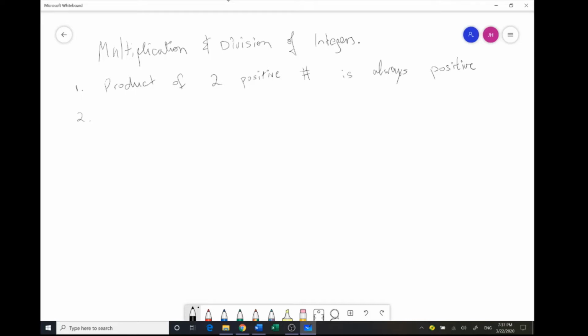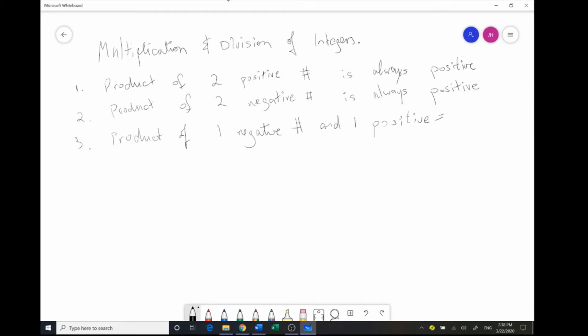The second rule is that the product of two negative numbers is always positive. Number 3: the product of one negative number and one positive number is always negative.